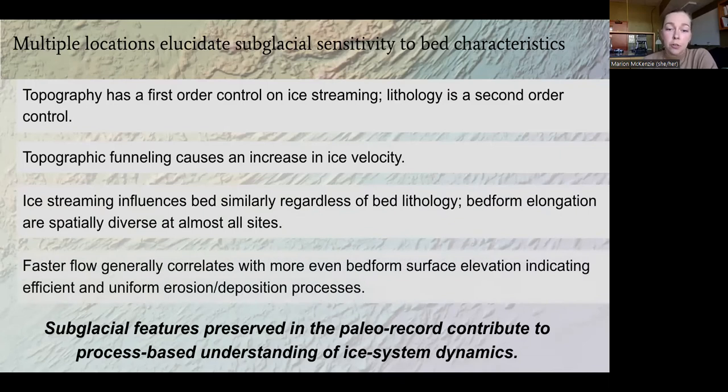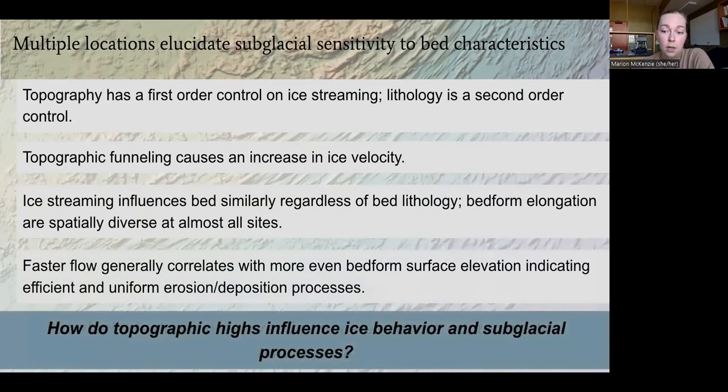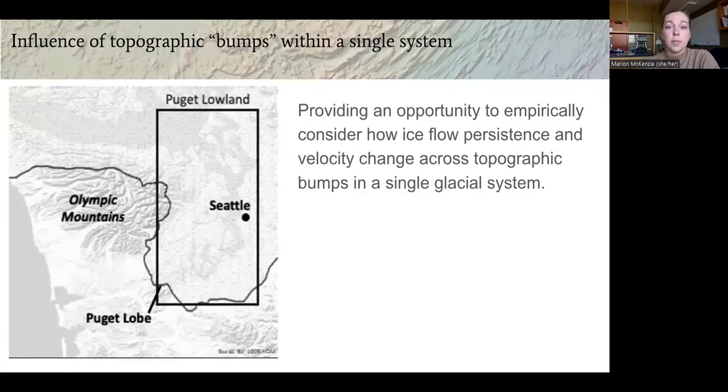And faster flow generally correlates with even bed form surface elevation, indicating there's efficient and uniform erosion and depositional processes in the subglacial environment. However, there's one aspect of this that I haven't talked about yet, and that is how topographic highs influence ice behavior and subglacial processes. And so to do so, we're going to zoom into a single system to eradicate any glacial conditions that could impact results from across different ice systems.